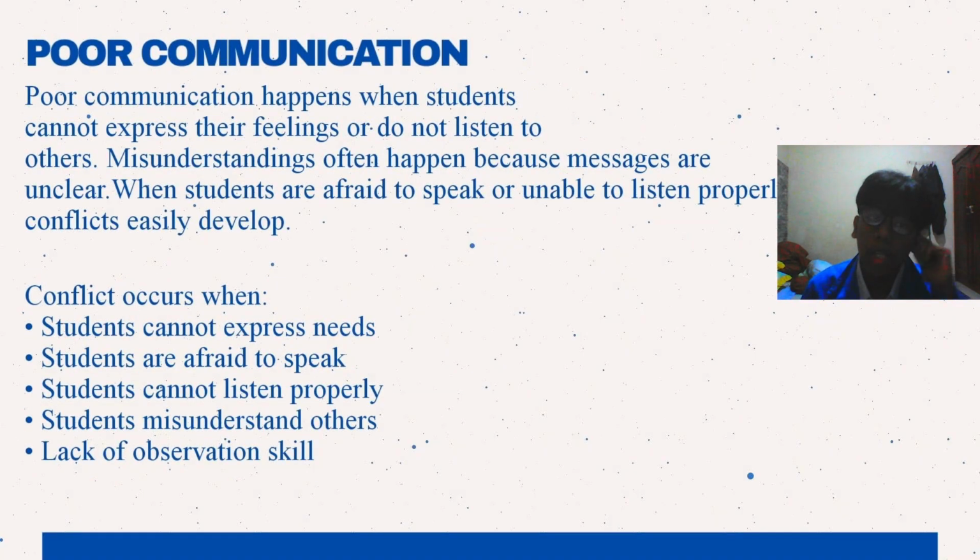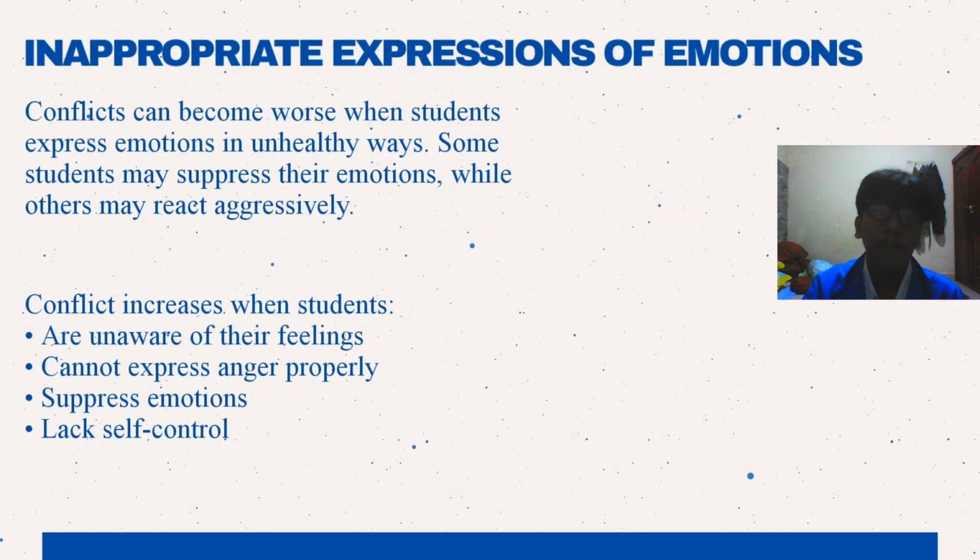Next, poor communication. Poor communication happens when students cannot express their feelings or do not listen to others. Misunderstandings often happen because messages are unclear. When students are afraid to speak or unable to listen properly, conflicts easily develop. Conflict occurs when students cannot express needs, are afraid to speak, cannot listen properly, misunderstand others, and lack observation skill.